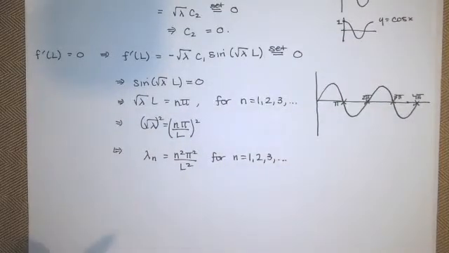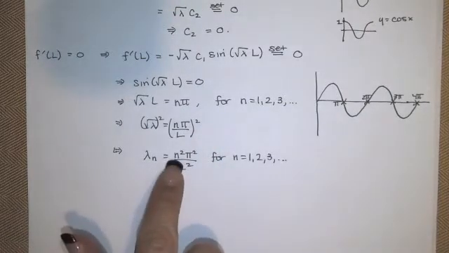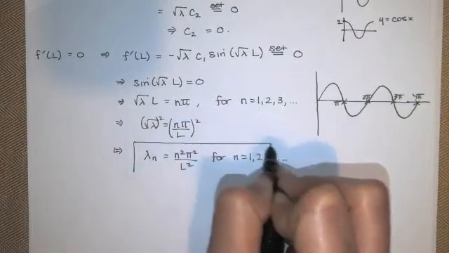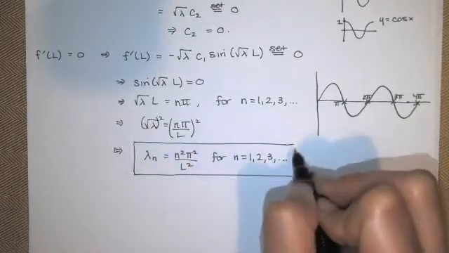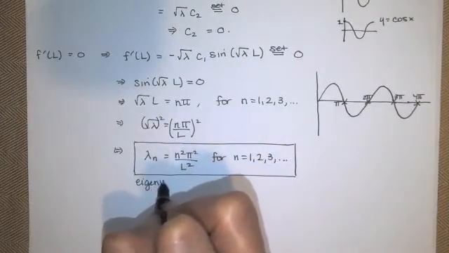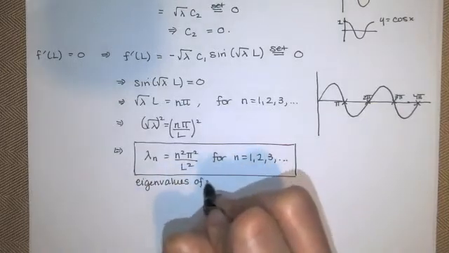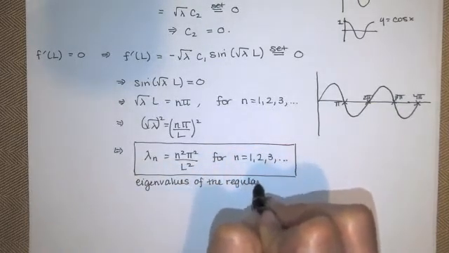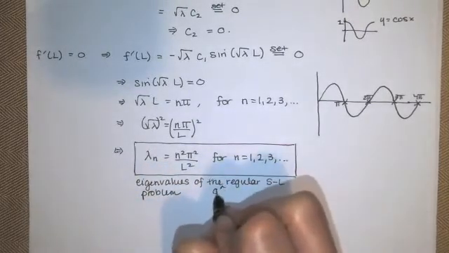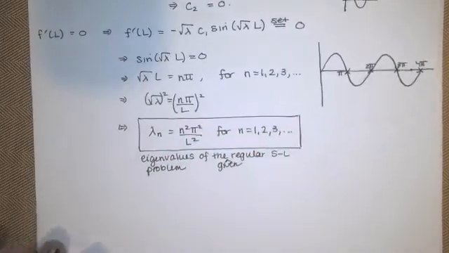And we just write that sub n on there because we actually have infinitely many of these lambda values. Lambda sub 1 is pi squared over L squared. Lambda sub 2 is 4 times pi squared over L squared. Lambda sub 3 then is 9 times pi squared over L squared, and so on. So these are the eigenvalues for this particular regular Sturm-Liouville problem.